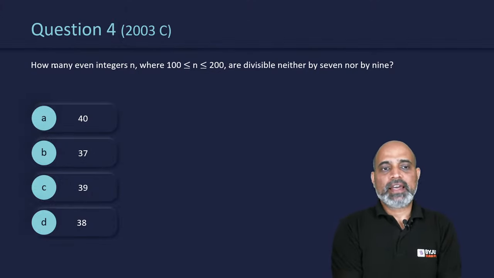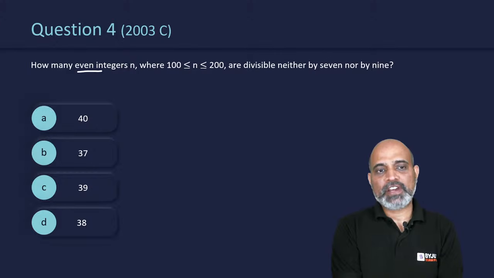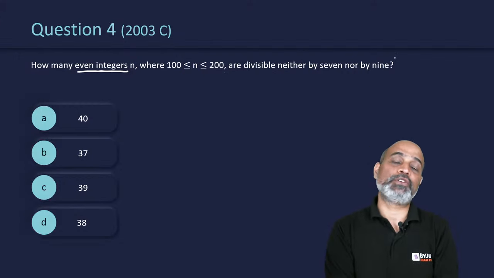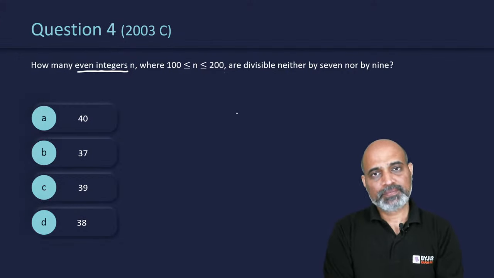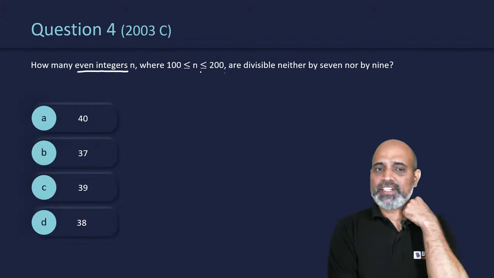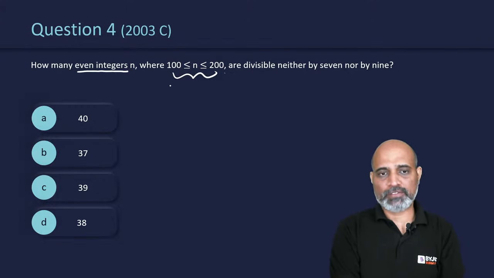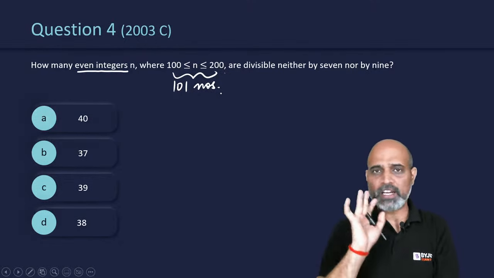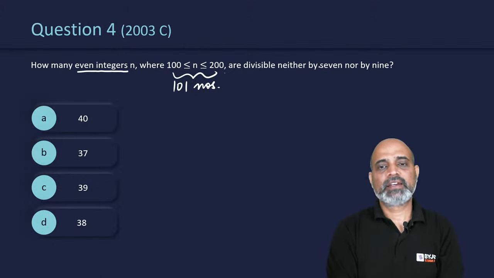Okay. Next, how many even integers where n lies from 100 to 200 are divisible neither by 7 nor by 9? ठीक है. तो 100 to 200, how many numbers do we have? We have 101 numbers here. Count करो. 100, 101, 102 up to 200. 101 numbers होगा. ठीक है.